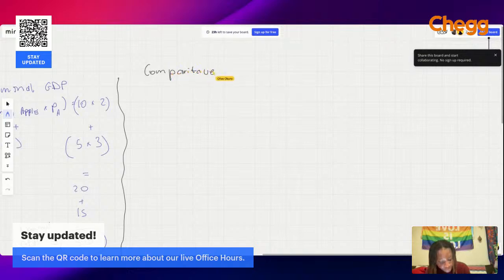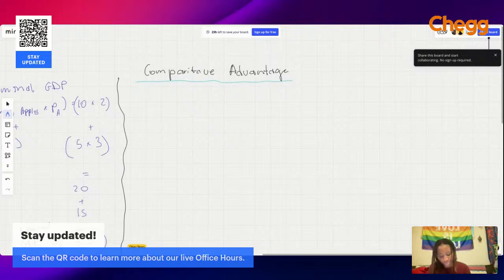Comparative advantage. A little underline. Great. Okay, so the question for this one is, if country A can produce 10 cars or 5 computers and country B can produce 8 cars or 8 computers, who has a comparative advantage in computers?